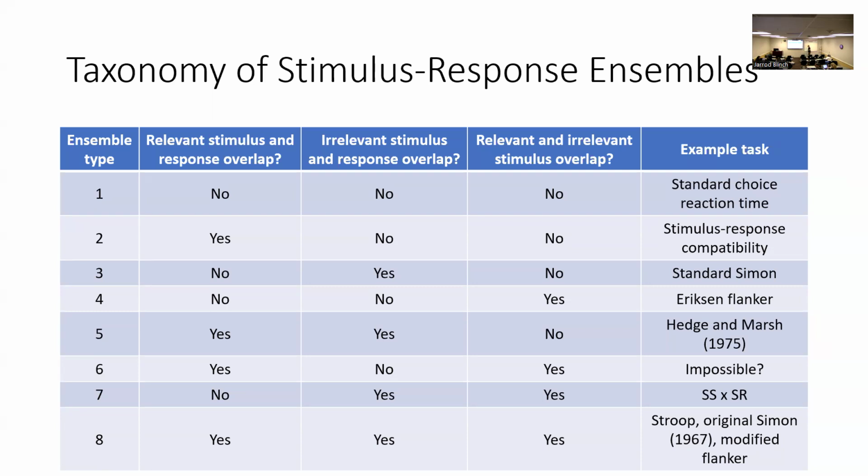So it's really just the 8 combinations of yes or no in 3 spots. So what are these columns? They're asking: is there relevant stimulus and response overlap? So is there something about the stimulus that's the same as the response? Yes or no? Is there irrelevant stimulus and response overlap? Yes or no? And is there relevant and irrelevant stimulus overlap? Yes or no? And we'll talk about these.